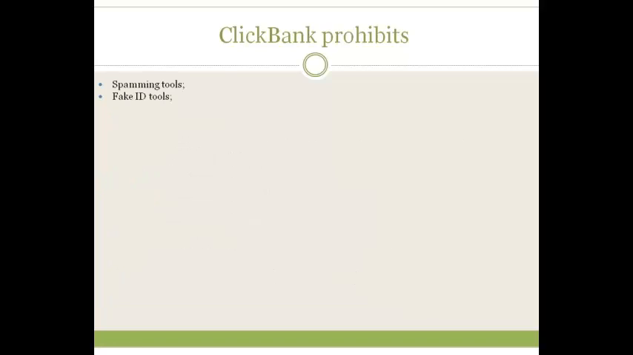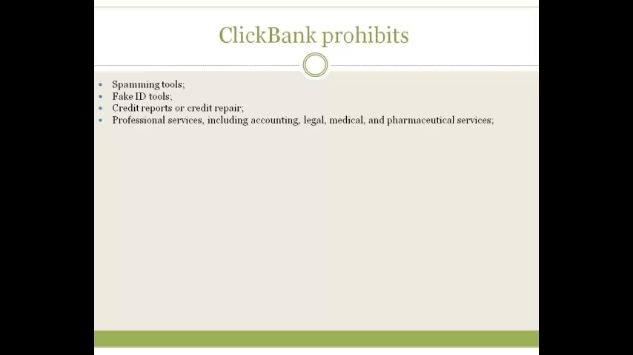Spamming-type tools, fake ID tools, credit reports, credit repair, professional services, including accounting, legal, medical, pharmaceutical services. A lot of these, like I said, credit reports and credit repair, are also on the list because Clickbank is in the USA. So what the FTC says not to do, they try to avoid that as well because it just makes their lives more complicated.